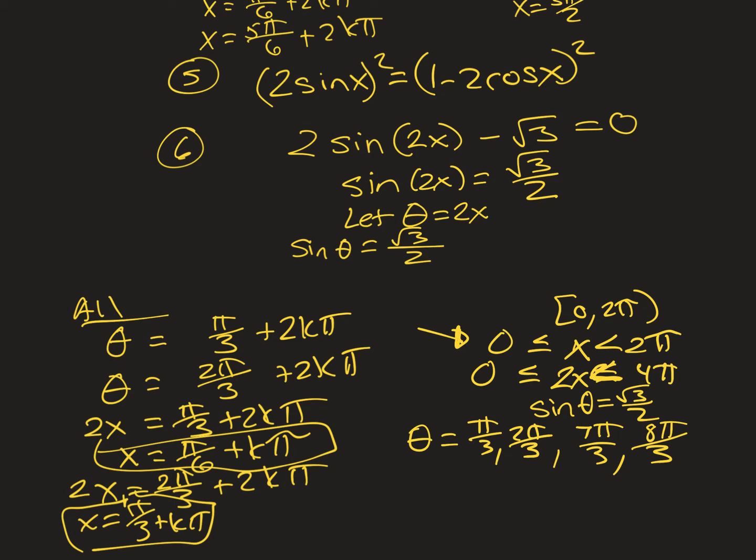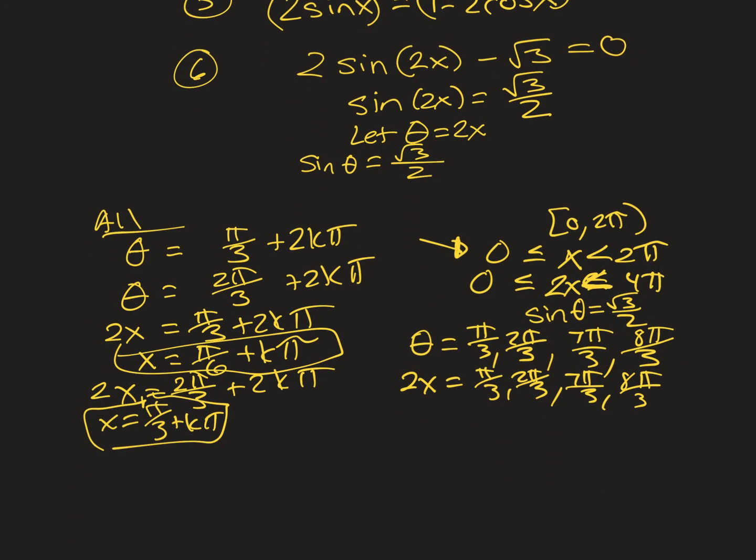Okay, and now remember we're solving for x. So replace theta with 2x. So I'm going to be dividing everything by 2. And hopefully we see when we do this that our solution should be between 0 and 2 pi. So I've got pi over 6, pi over 3, 7 pi over 6, and 4 pi over 3. And 4 pi over 3 indeed is less than 2 pi.